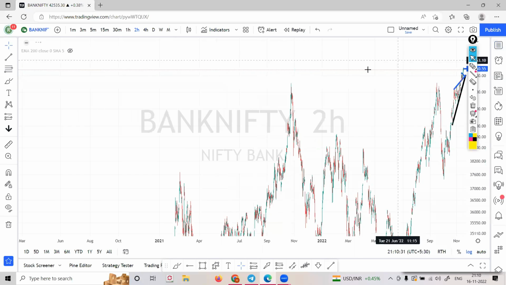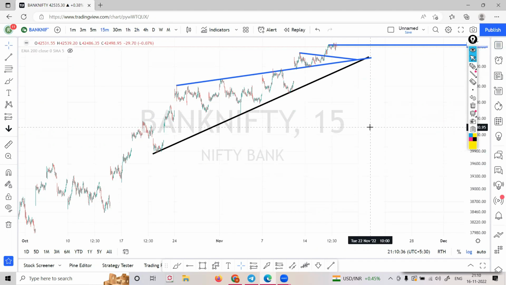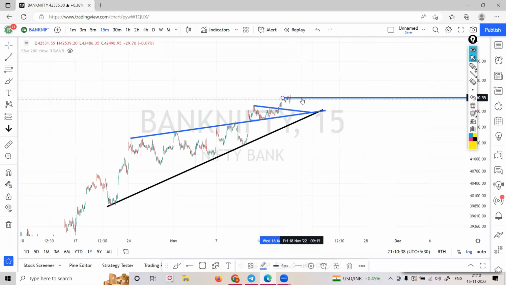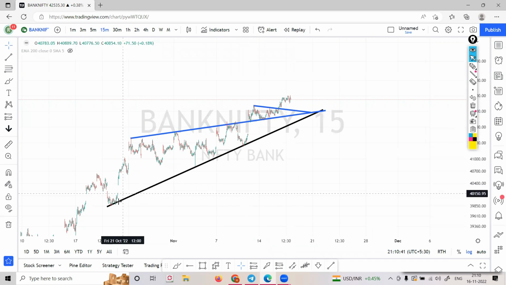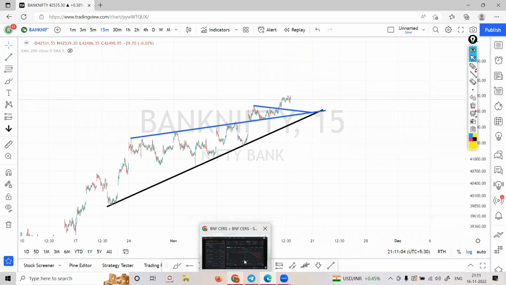This is the 15 minute chart. This was my view of the market. Basically, this was making higher highs, and I thought that unless and until this black line is breached, I was still bullish about the market. So my view was that Bank Nifty might go up. I'm not predicting the market. I thought Bank Nifty might go up, and that's the reason I did not do an adjustment in this trade.